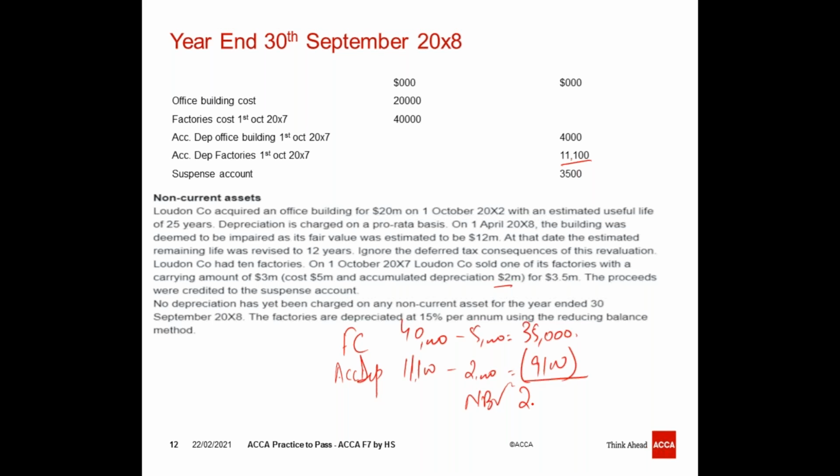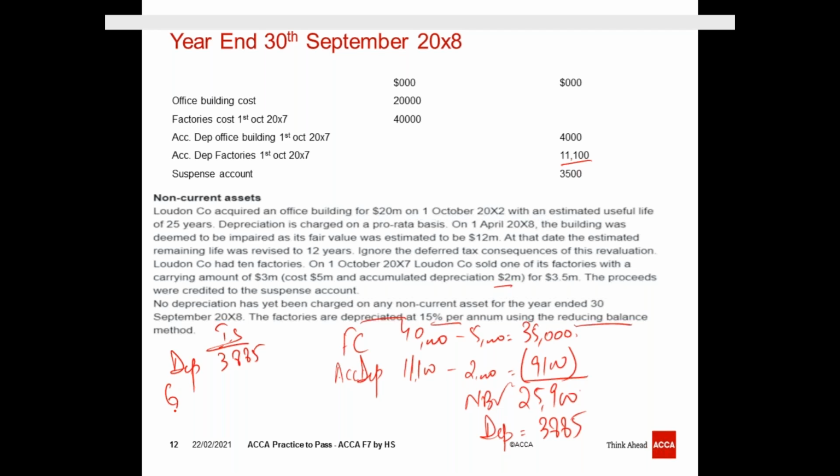So simply you have to remove the impact of the asset that we have sold, and then you need to charge depreciation, which is 15% per annum on reducing balance. The depreciation will be 15% of this value: 25,900 into 15% will be 3,885. But you need to remember that whenever you prepare the income statement, there will be a depreciation of 3,885 for the factories, as well as a gain of 500, which also will be reported in the income statement.